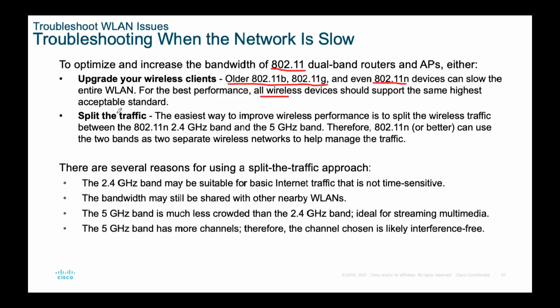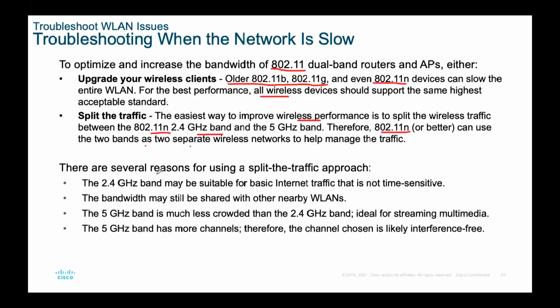Another way is to split the traffic. The easier way to improve wireless performance is to split the wireless traffic between the 2.4 gigahertz band and the 5 gigahertz band. Therefore, 802.11n or better can use the two bands as separate wireless networks to help manage the traffic.